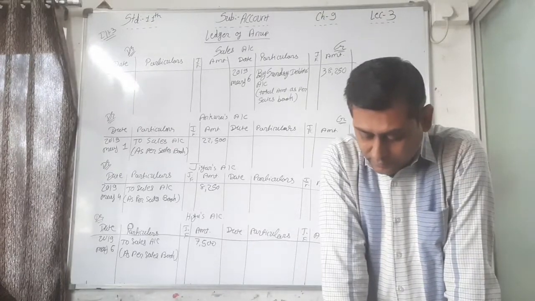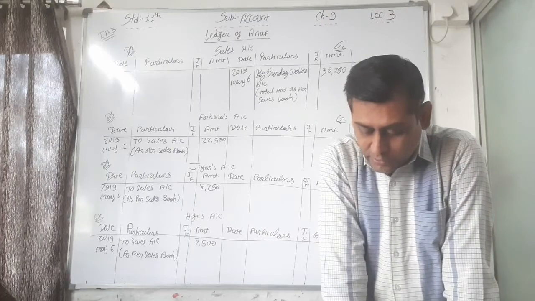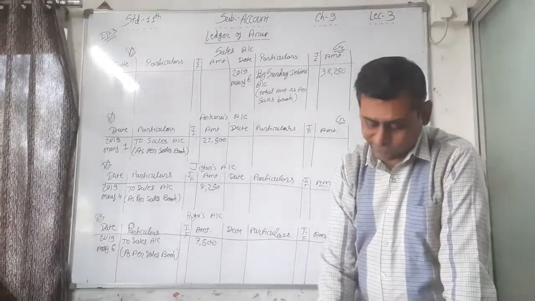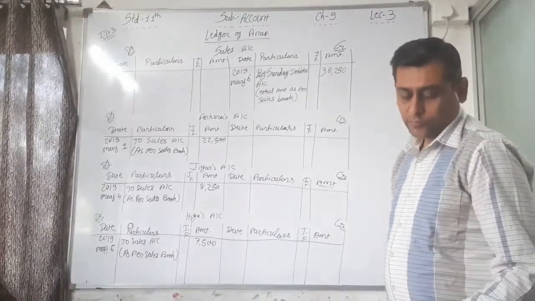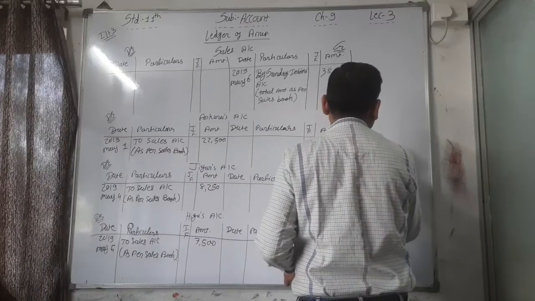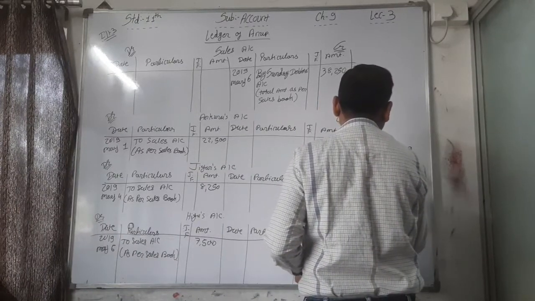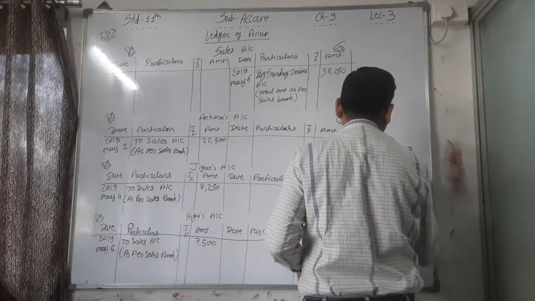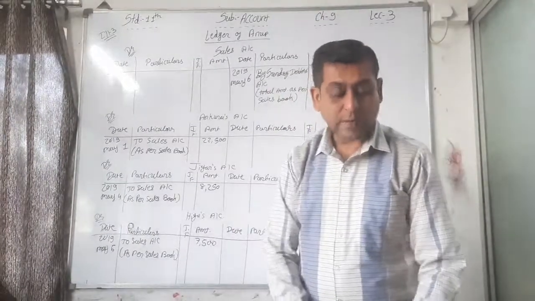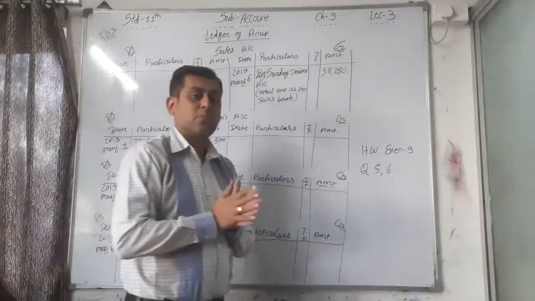In the 6, same entry is there. First of all, you have to prepare journal entries, then accounts and then posting. So only 2 sums, 5 and 6, that is your homework. Exercise 9, question number 5 and 6 is your homework. So complete your homework in your exercise book, and if you have any doubts then please ask me, WhatsApp me.